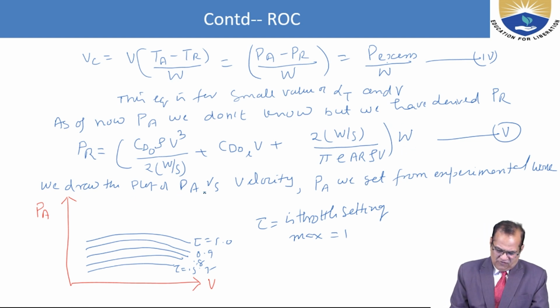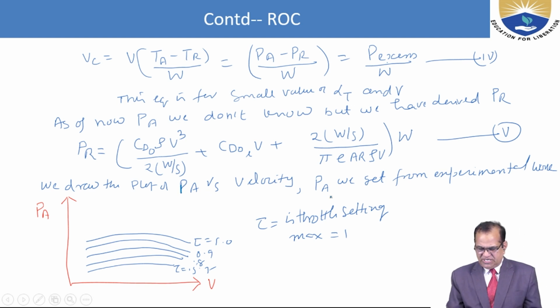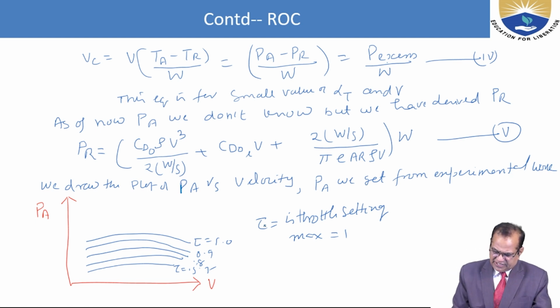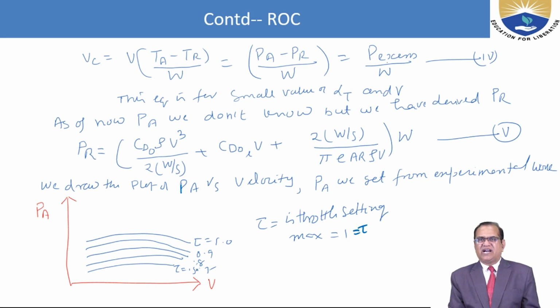We draw the plot of power available versus velocity. PA we get from the experiment, and tau is the throttle setting angle. Maximum is tau equal to 1. So here we are starting from tau, the throttle setting, at PA and the velocity graph 0.5, 0.6, 0.7, 0.8, 0.9, and the final is 1. 1 means 100% full throttle is given.